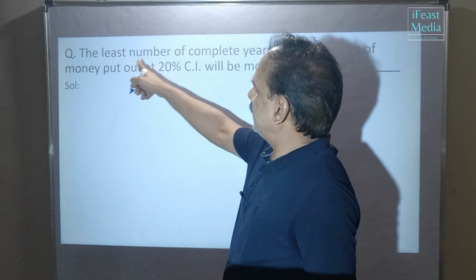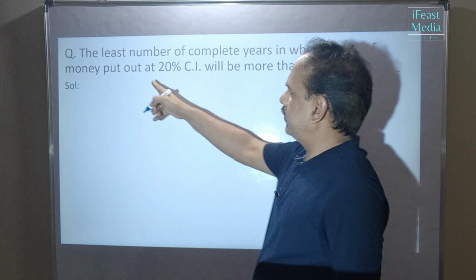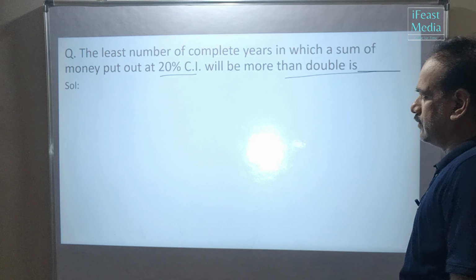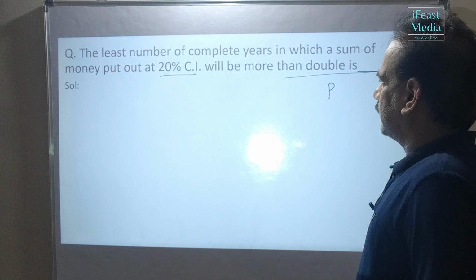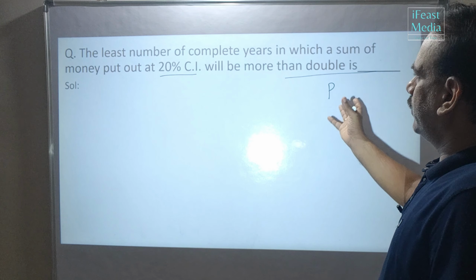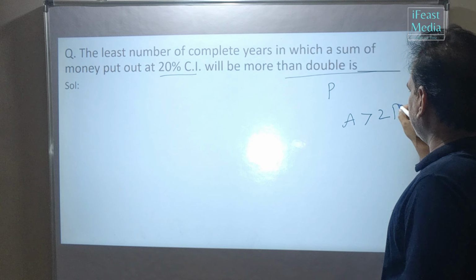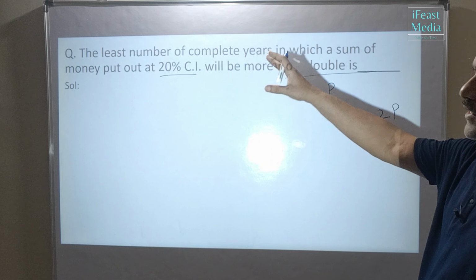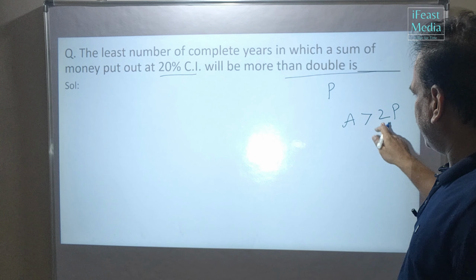Coming to this problem: the least number of complete years in which a sum of money put out at 20% compound interest will be more than double is. So a sum of money put out at compound interest, let it be P. What is the least number of complete years in which this sum will become more than the double? That means the amount is greater than twice the principal. After n number of years, what is the least n? We need to find out n. So the amount should be greater than twice the principal.